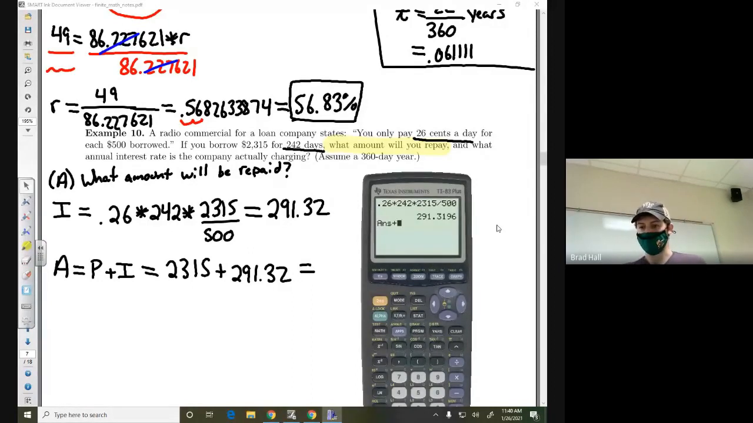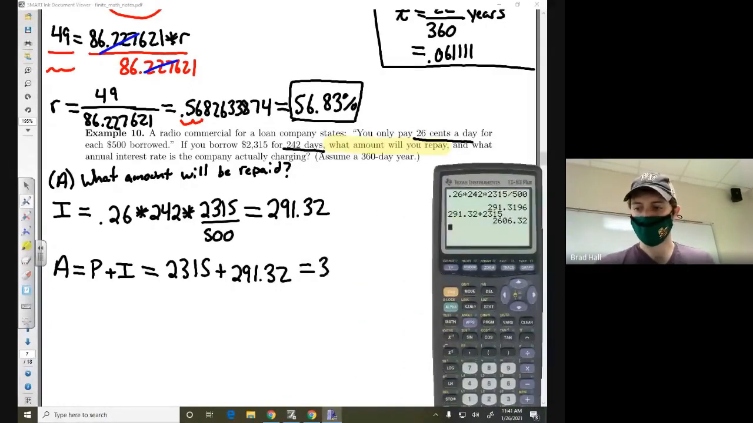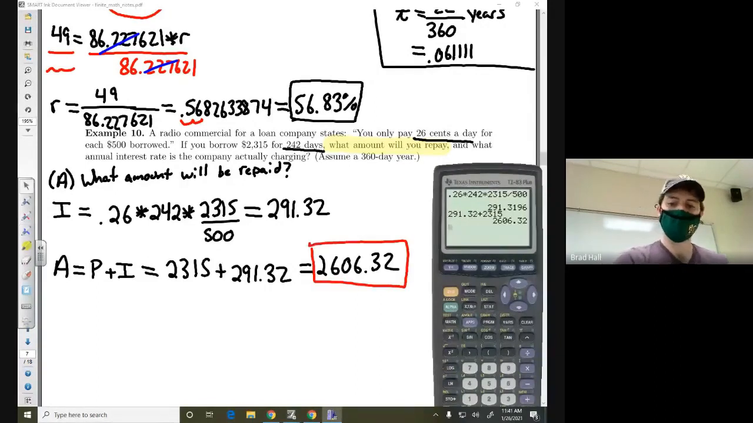So you can do this in the calculator. ANS is helpful. Or you can just use the 291.32 plus 2315. Either way, you'll get the same answer after you round. 2606.32. And that is the amount you would pay back. So if you borrowed $2,315 for 242 days, how much would you pay back after that allotted time? $2,606.32.